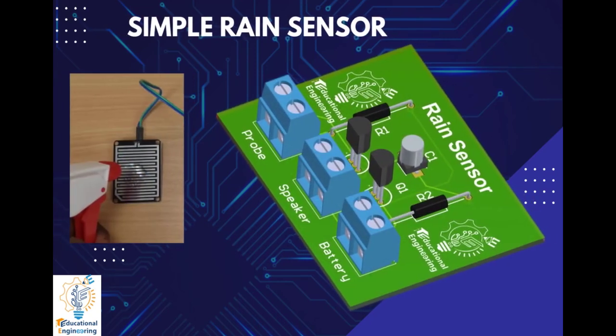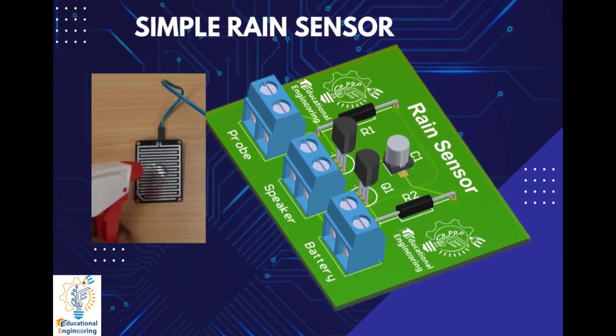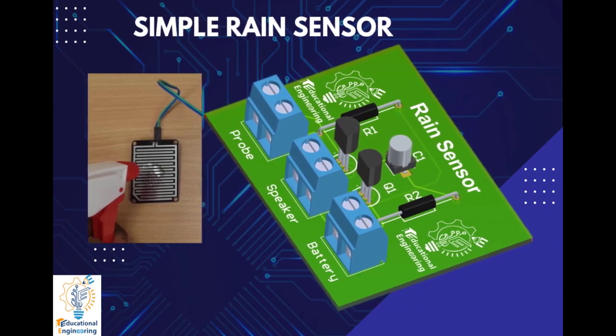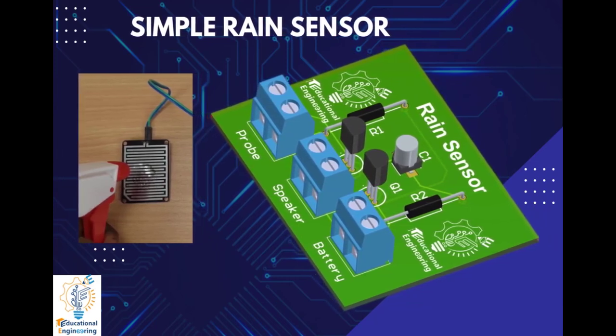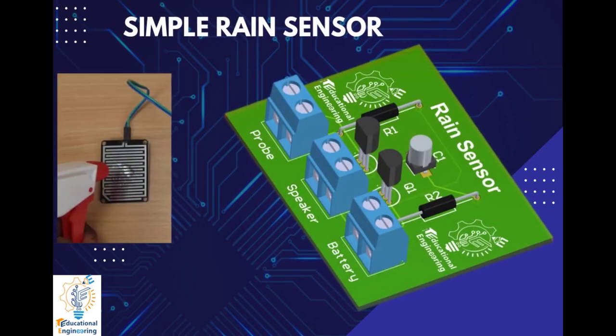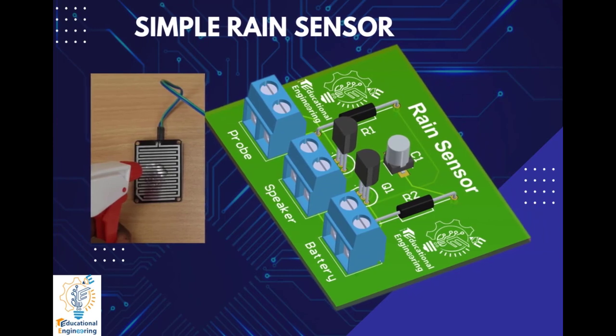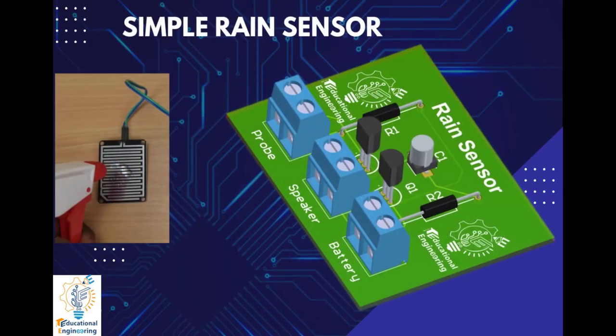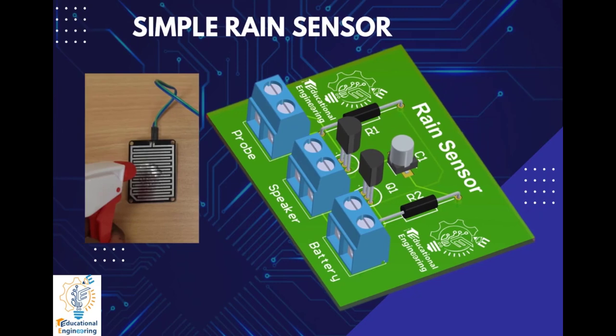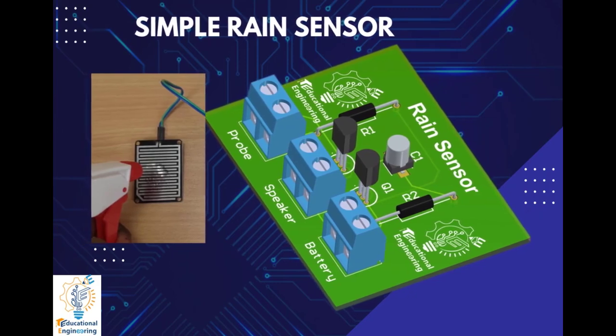This is a simple rain alarm circuit that can be used whenever rainwater comes in contact with the probe in the above circuit. Then the current flows through the circuit and enables the Q1 transistor, and the Q1 transistor makes the Q2 transistor become active. Now, let's go design it in Altium Designer.